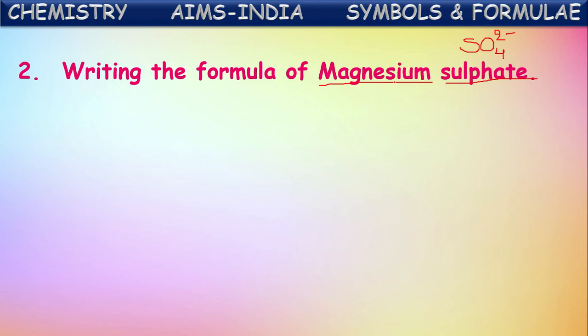Now let us see the ion formed by magnesium. We know the atomic number of magnesium is 12. So if you write the configuration, what do we get? 2, 8, 2. This is the electronic configuration of magnesium.